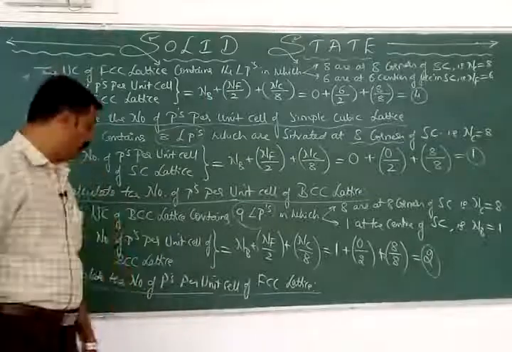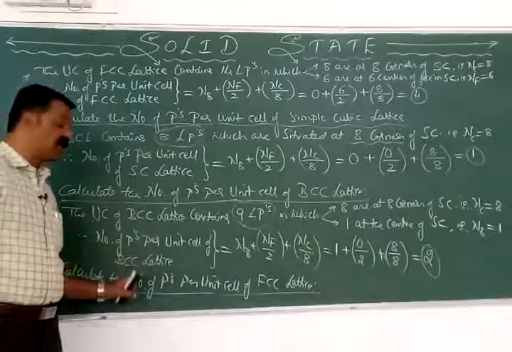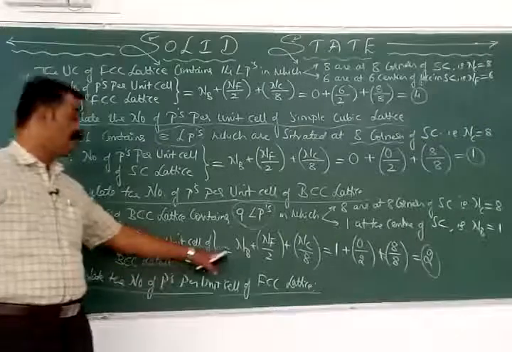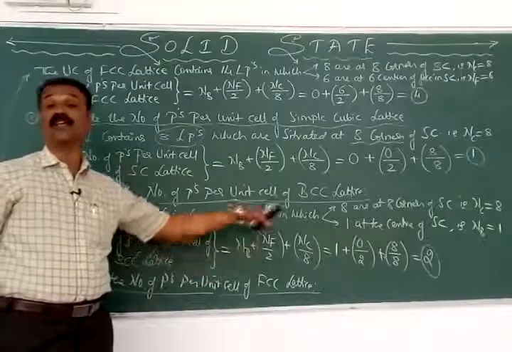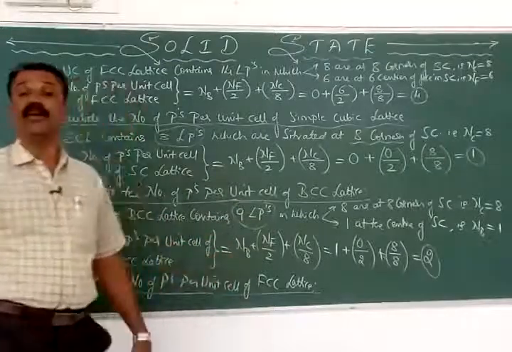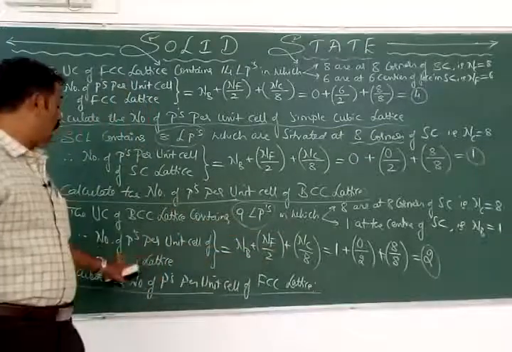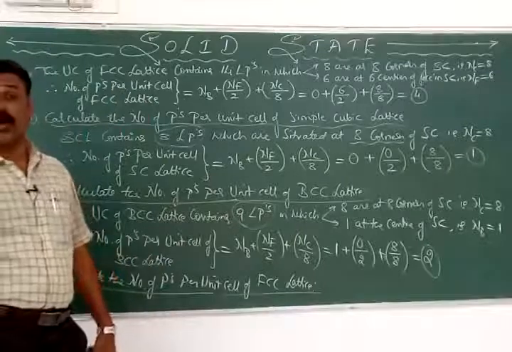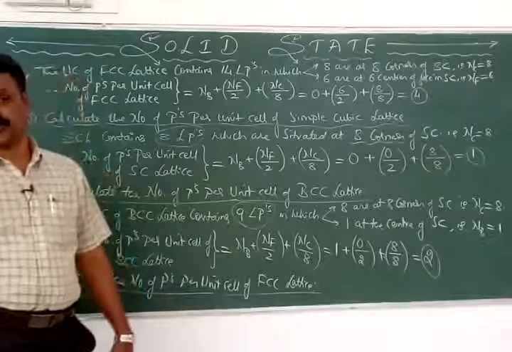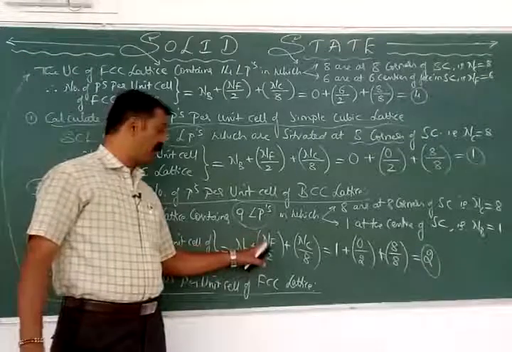Okay. Now, apply the formula. The number of particles per unit cell of the BCC lattice, the body centered cubic lattice, is given by NB plus NF by 2 plus NC by 8. What is NB here? There is only 1 body centered particle. Therefore, NB is equal to 1 plus. As it is a body centered cubic lattice, there are no face centered particles here. Therefore, NF is actually 0.